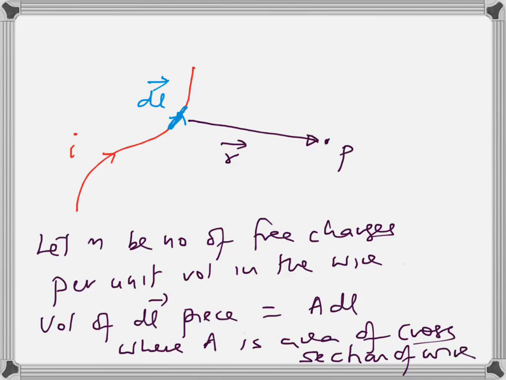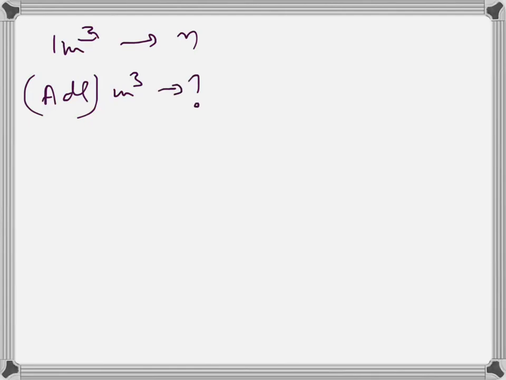So A is the area of cross section. What is the number of free charges in the dl length? We got the volume A dl. In 1 meter cube, n charges are there. In A dl meter cube, how many charges are there? In unit volume there are n free charges, whereas in A dl meter cube, how many free charges are there? So it is simply nA dl. This is the number of free charges in dl length.